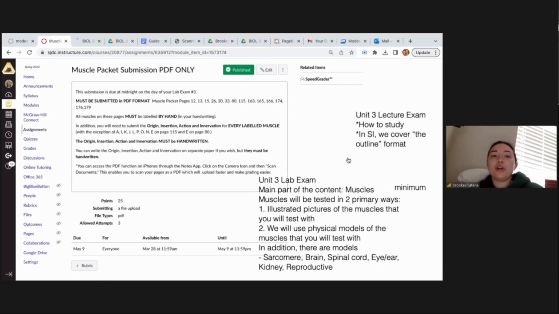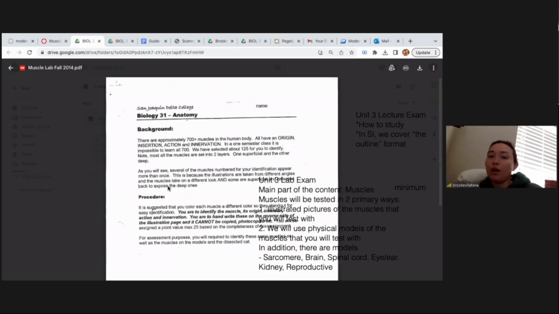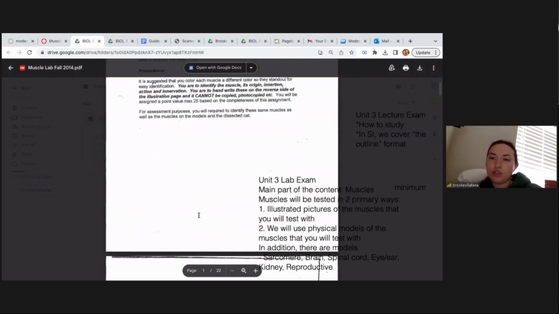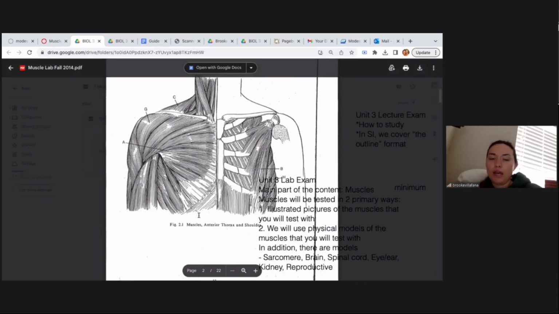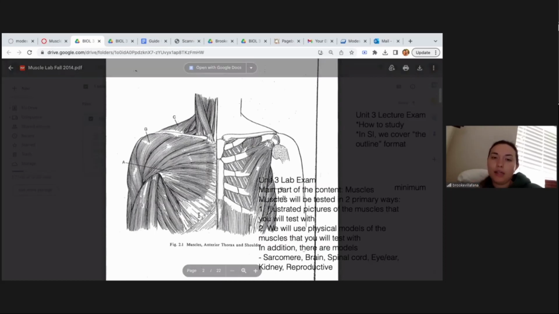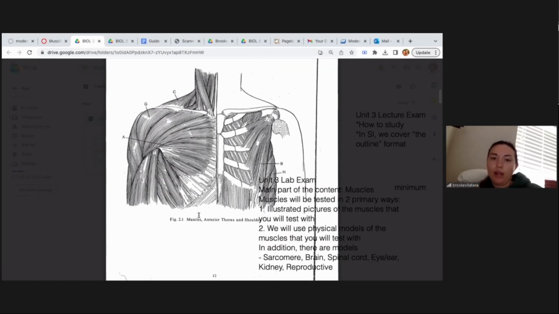Remember, your cardiovascular lab packet was not really tested on the Unit 2 lab exam. This is different. The muscle packet will be tested on the actual lab exam. Is everybody with me? Remember how in your Blue Allen lab book, you had illustrations of the bones and they were not on the test? This time, the illustrations of the muscles are on the test. This exact same picture that you see right here, we color this in and we put it on the lab exam. Does that make sense?